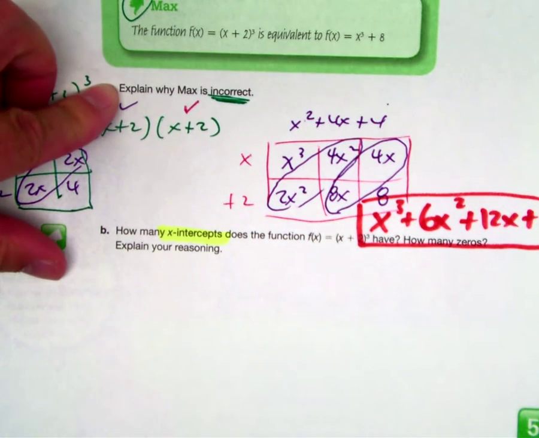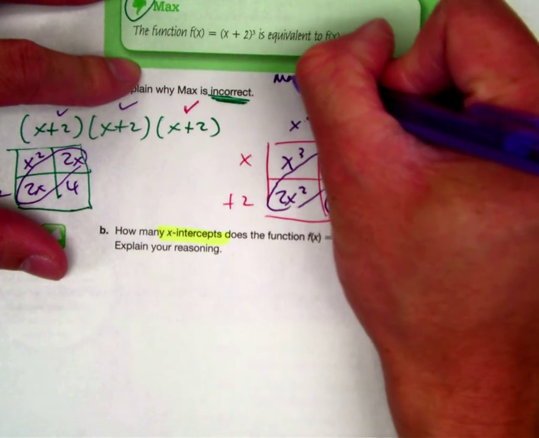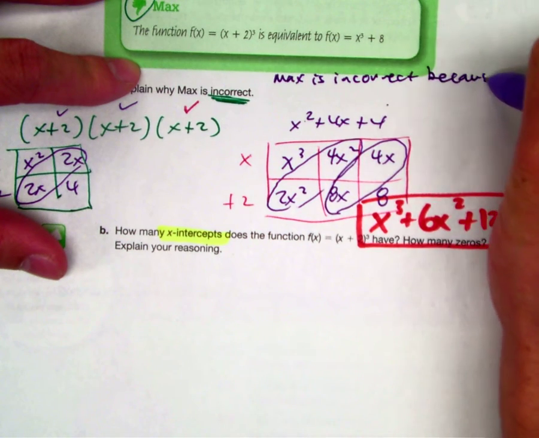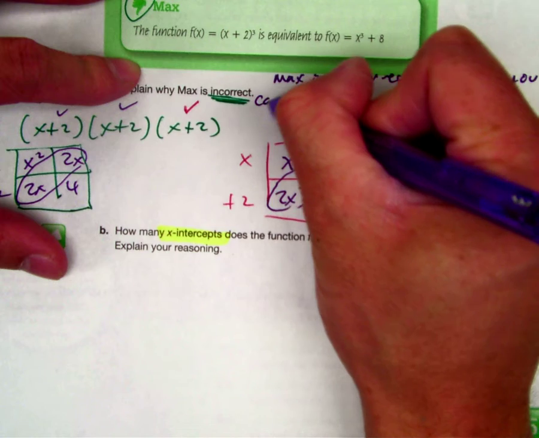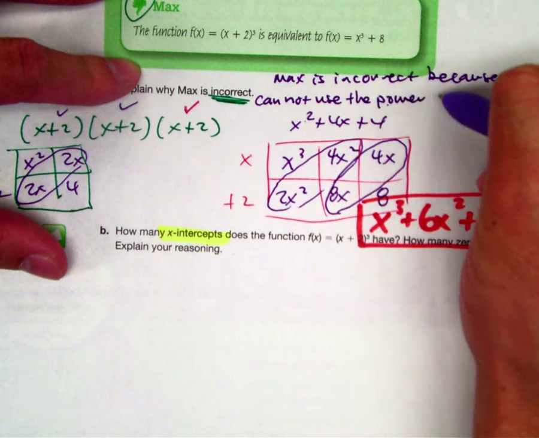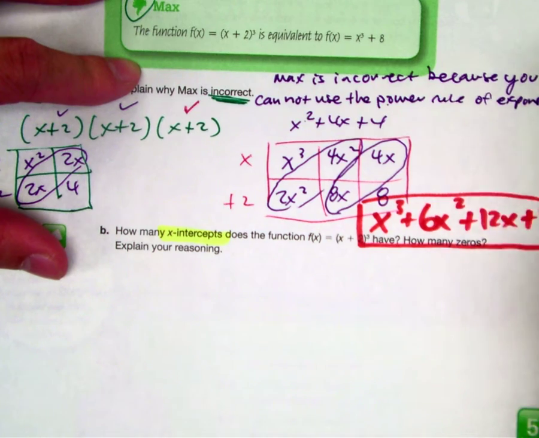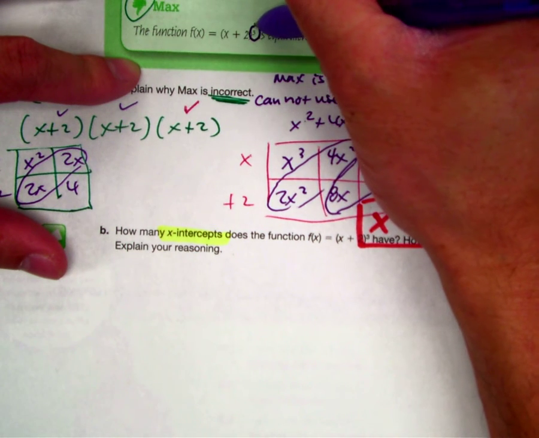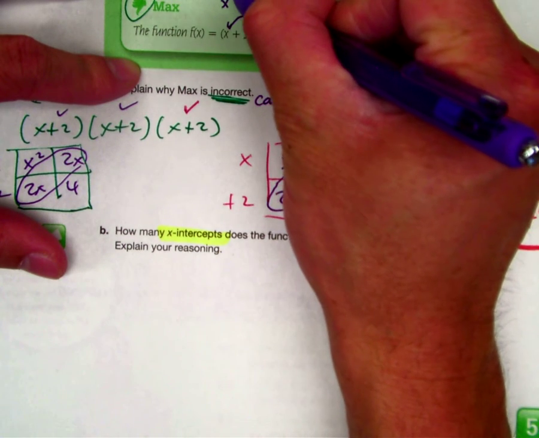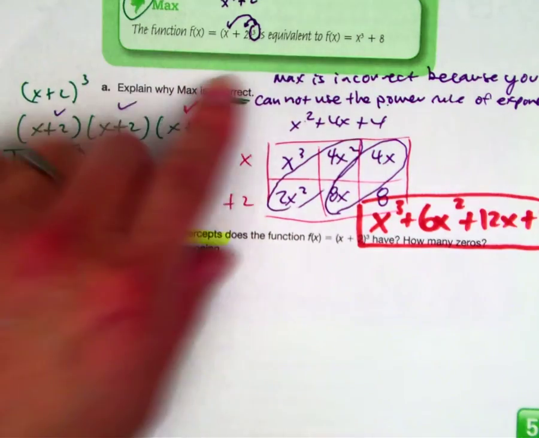So let's explain why Max is incorrect. Max is incorrect because you cannot use the power rule of exponents. We talked about this yesterday. Max thinks you can take this 3 here and distribute that power, so he would get x cubed plus 2 to the third power, which would be x to the third plus 8. That's what he thinks you can do.